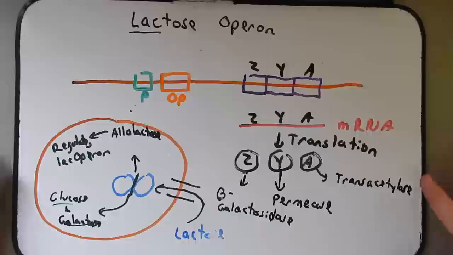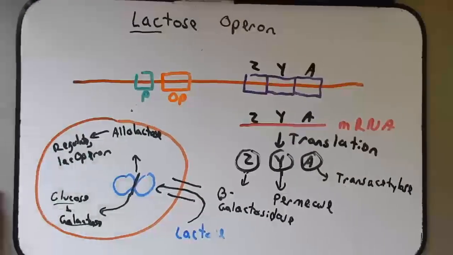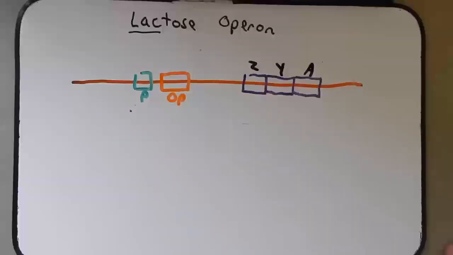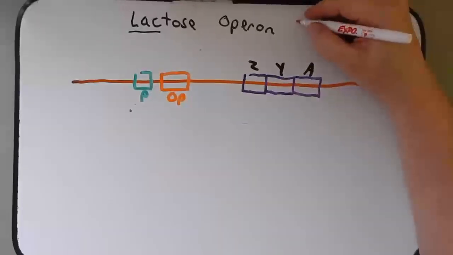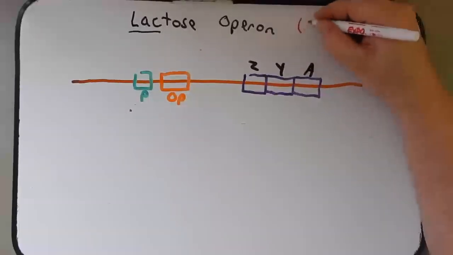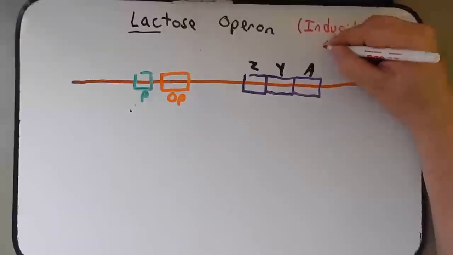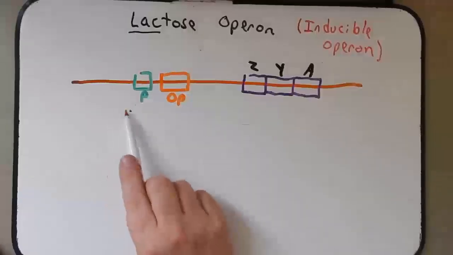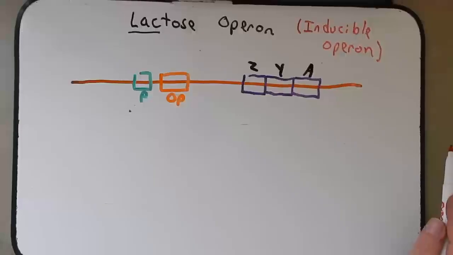Alright, now I'm going to erase a lot of this here on the bottom, because I want to talk about how we're going to regulate the Lac Operon. The Lac Operon, from what we talked about on the last podcast, would be described as an inducible operon, meaning that the Lac Operon is usually turned off because the E.